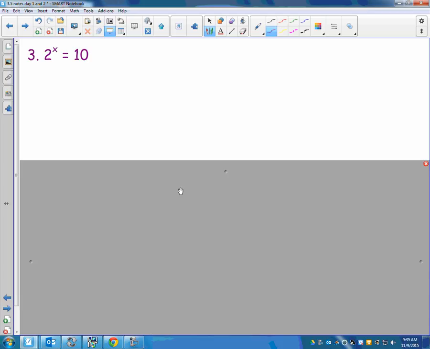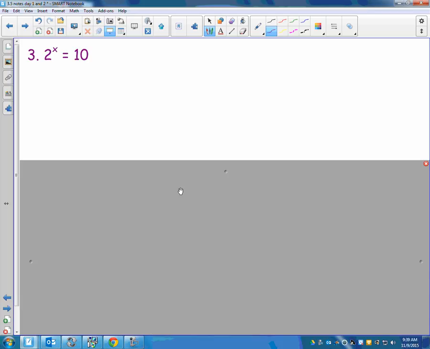Okay, what happens when I give you something like this? Can you write 10 as the power of 2? No, is the answer to that. So we have to have a better strategy to solve problems, because we can't write every problem as the same base, because they're going to be ugly numbers. So does anybody remember from last year what you can do to get an x out of the exponent?